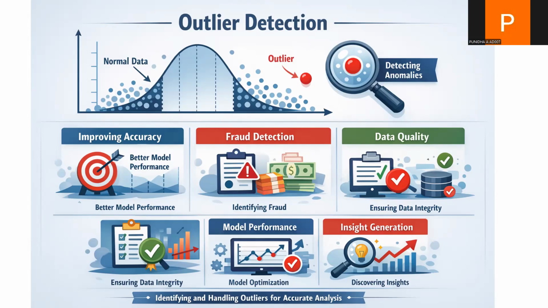Model performance: outliers can significantly impact the performance of statistical models, machine learning algorithms, and other analytic techniques. By identifying and handling outliers appropriately, we can improve the robustness and accuracy of these methods. Insight generation: outliers may represent unique or interesting phenomena in the data. Identifying and analyzing outliers can lead to valuable insights such as detecting emerging trends, understanding rare events, or uncovering potential opportunities or threats.